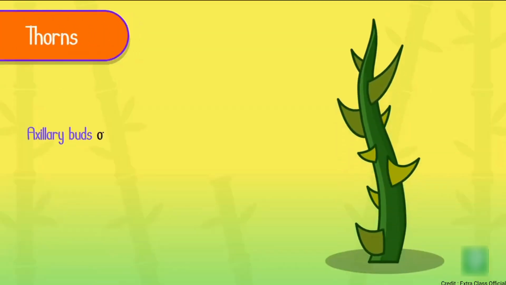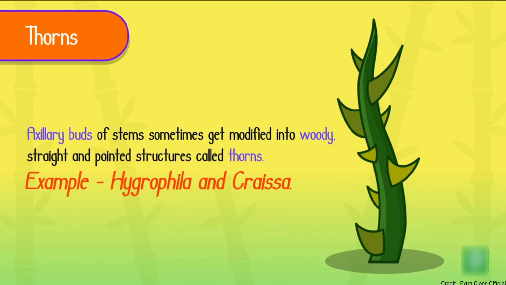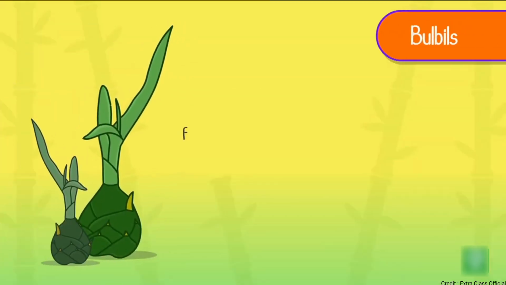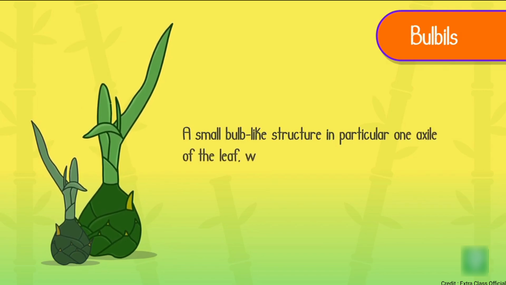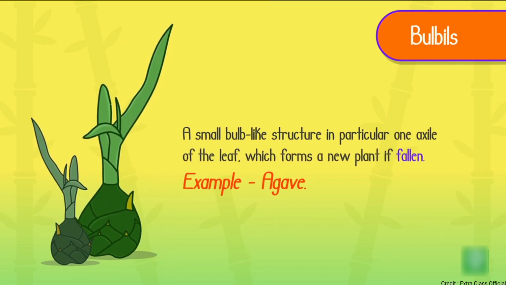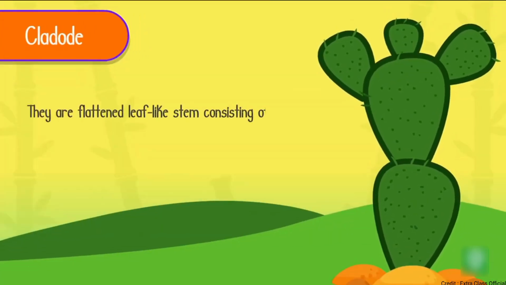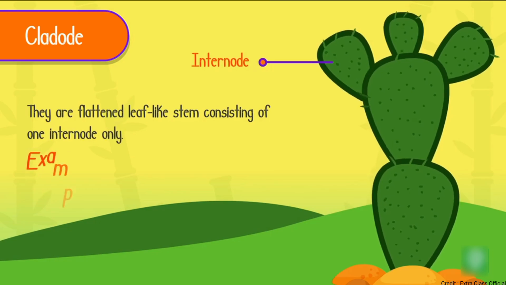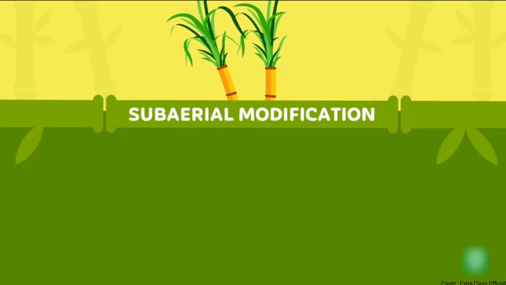Thorns. Axillary buds of stems sometimes get modified into woody, straight and pointed structures called thorns. Example: Hygrophila and Carissa. Bulbils. A small bulb-like structure, in particular, in the axil of the leaf, which forms a new plant if fallen. Example: Agave. Cladode. They are flattened leaf-like stems consisting of one internode only. Example: Opuntia.